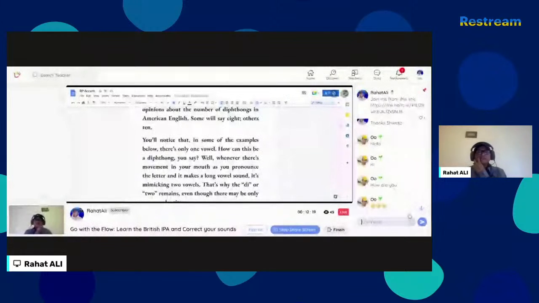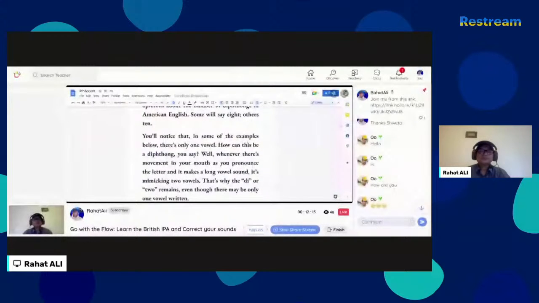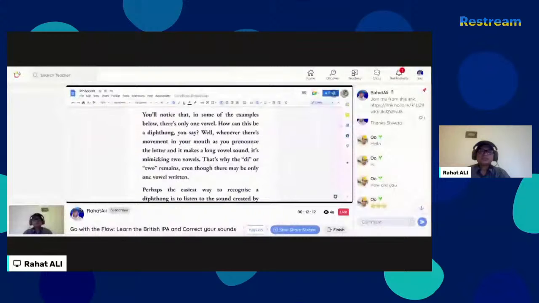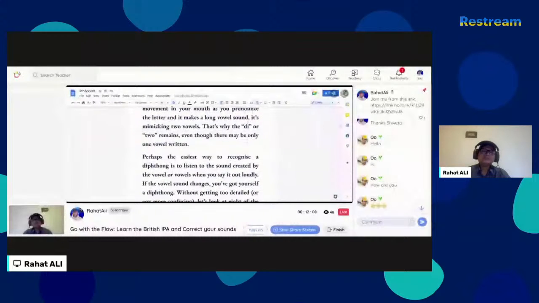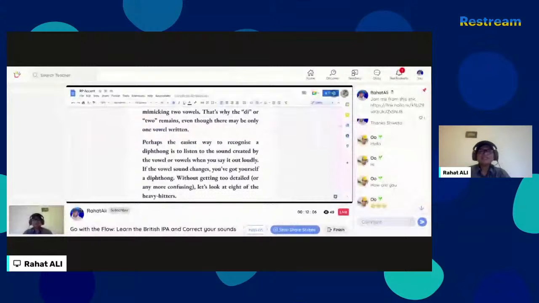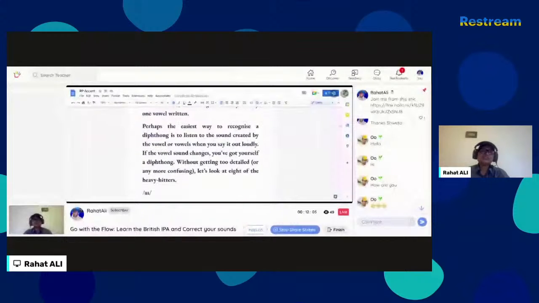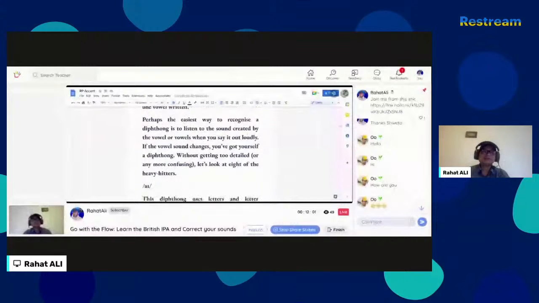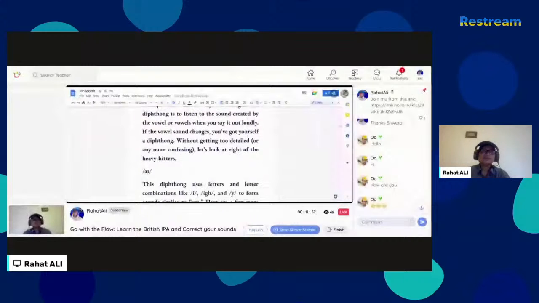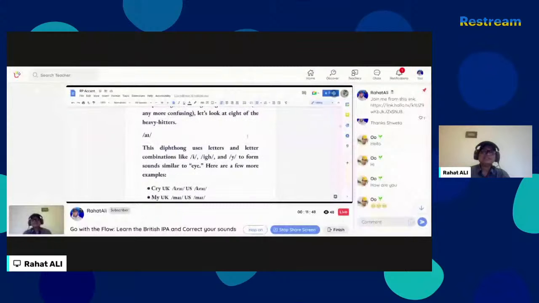Okay, so let's move on a little to diphthongs. We don't have much time though. That's why the diphthong remains even though there may be only one vowel written. Perhaps the easiest way to recognize a diphthong is to listen to the sound created by the vowel or vowels when you say it loudly. If the vowel sound changes, you've got yourself a diphthong. Without getting too detailed or confusing, let's look at eight of the heavy hitters.